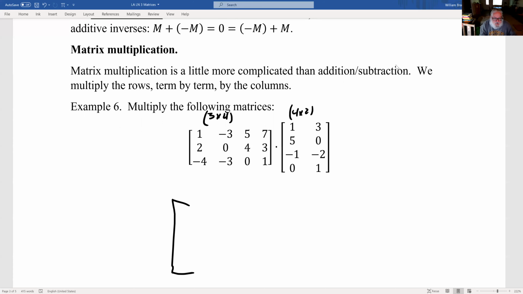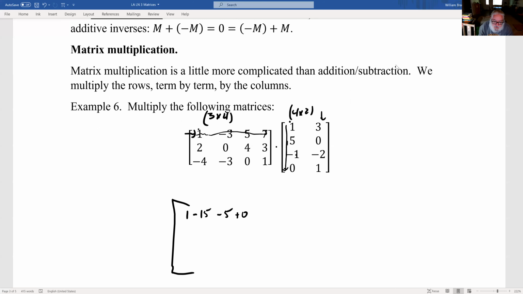I take this first row, the 1, and I multiply by the 1. And that gives me 1. Then I take the minus 3 times the 5, and that's a minus 15. I take the 5 times the minus 1, that's a minus 5. And I take the 7 times the 0, and that's a 0. So I took each element of this row and multiplied it by each element of this column going down. Then I do the same thing for this row and the second column.